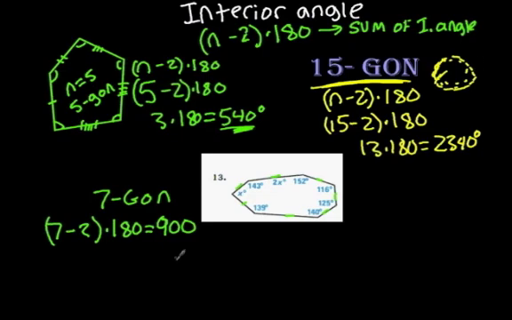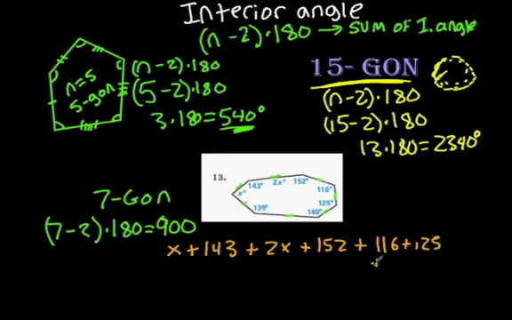So I'm going to have x plus 143 plus 2x plus 152 plus 116 plus 125, I'm running out of space here, plus 140 plus the last one is 139 there. That is all going to equal 900. So I add these all together and it should equal 900. Just like adding up all these, the sum should be 900.